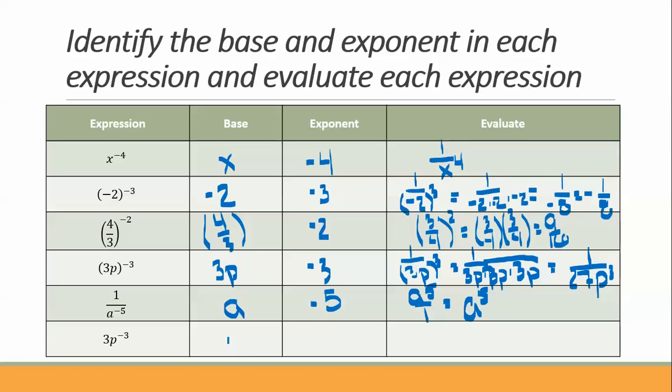The last one we have, our exponent again is negative 3. The negative 3 exponent is only touching the p, so our base is p. So we have 3 times p to the negative 3. For the p to the negative 3, we're going to do the same thing like we did up here with x to the negative 4, which made it 1 over x to the 4th. So it's 3 times 1 over p cubed. So that's 3 over p cubed.